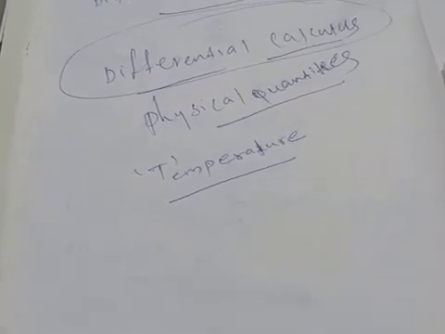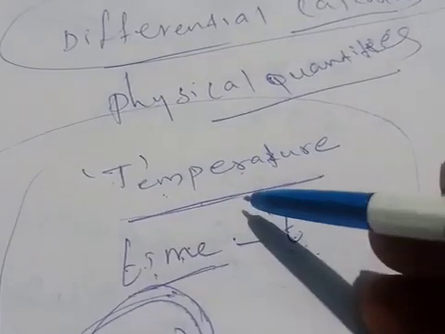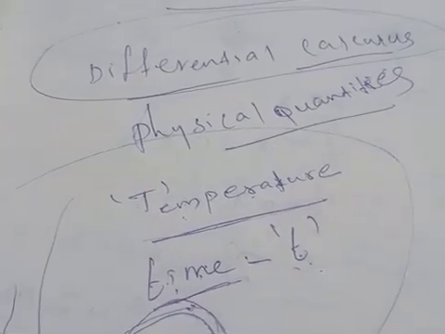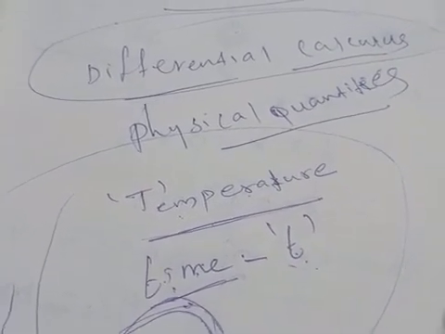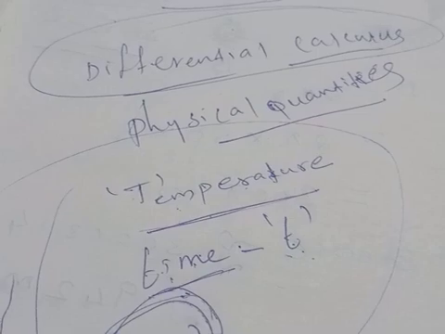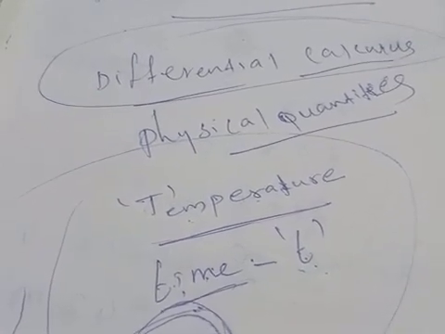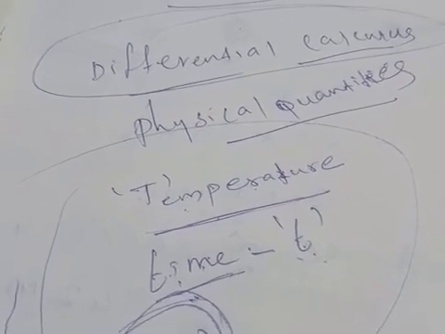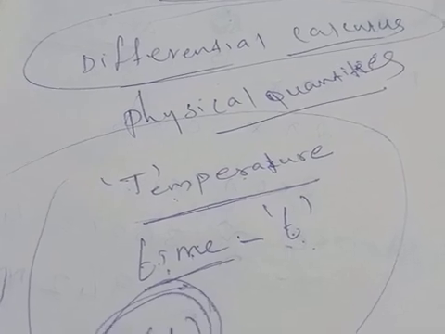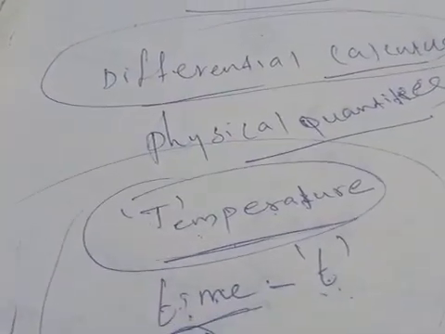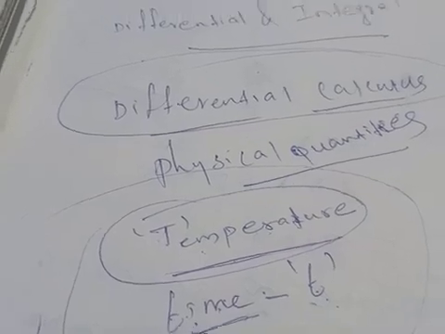So you can see there is a change in temperature when time is changing. This quantity is changing every time. Temperature is a physical quantity, and this physical quantity changes as time changes. From morning to afternoon the temperature is increasing, then from afternoon to evening the temperature is decreasing. So every time the temperature is changing, and this change in temperature we are analyzing.